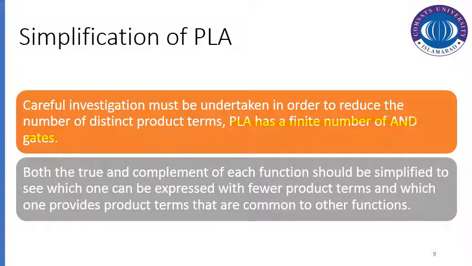Secondly, both the true and complement of each function should be simplified to see which one can be expressed with fewer product terms and which one provides product terms that are common to other functions. So this is the important observation for efficient resource utilization. If we can have some common terms, then the resources can be optimized, and due to the limited number of resources, we have to simplify the function in order to properly implement it within the set resources.